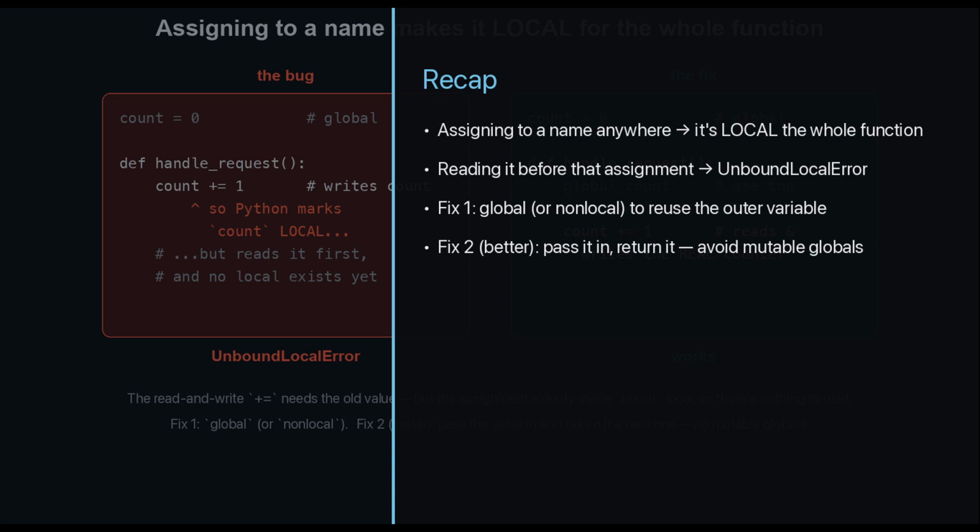Quick recap. If you assign to a name anywhere in a function, Python makes it local for the entire function, and reading it before that first assignment throws UnboundLocalError. The quick fix is global, or nonlocal for an enclosing scope, to tell Python to reuse the outer variable. The better fix is to stop mutating globals altogether: pass values in and return them. The rule to remember: an assignment doesn't just set a variable, it decides for the whole function which variable you even mean.